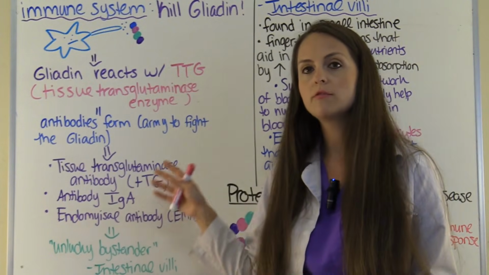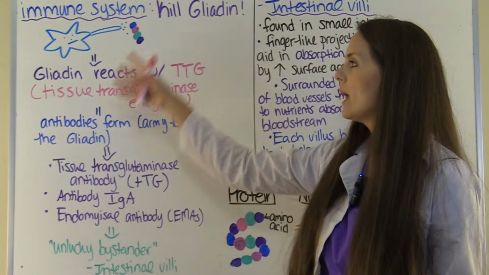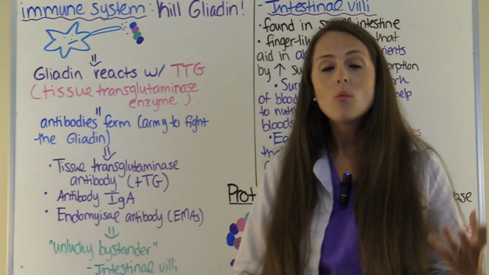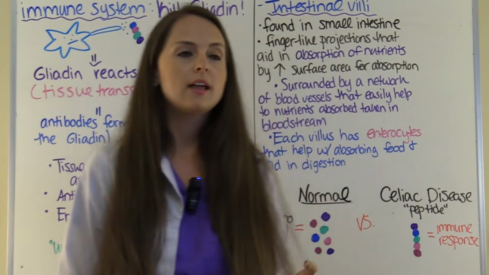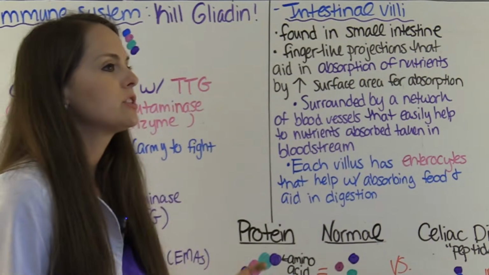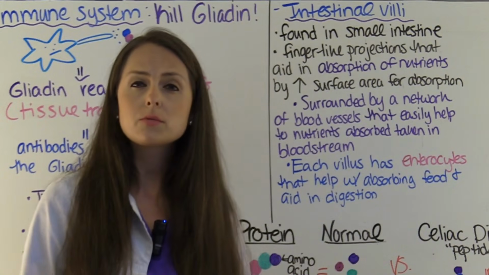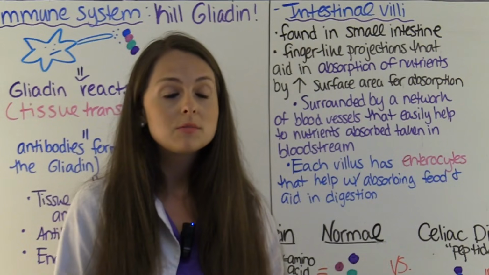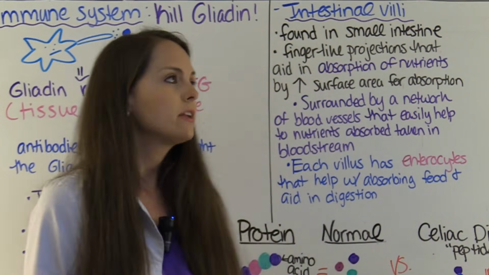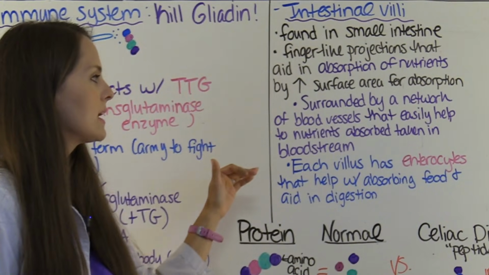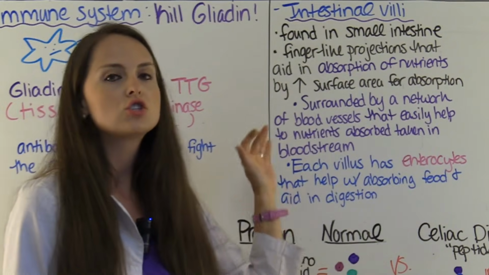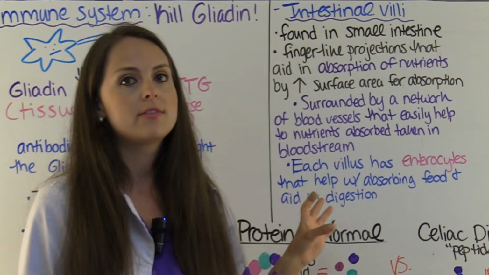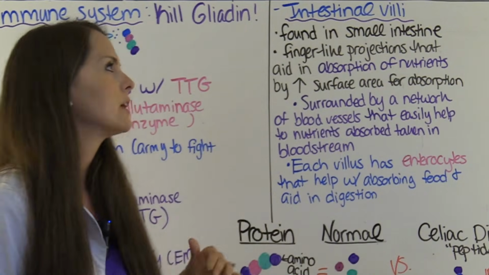Now, the antibodies will be formed during all this raging war going on. You have the unlucky bystander, which are your intestinal villi. Now, to help us understand the signs and symptoms we're going to see in celiacs and why we need them to avoid gluten, we need to understand the role of the intestinal villi, because this is why the patient is really getting so sick, because these guys are gone and they're not able to do their function. So what is their function?